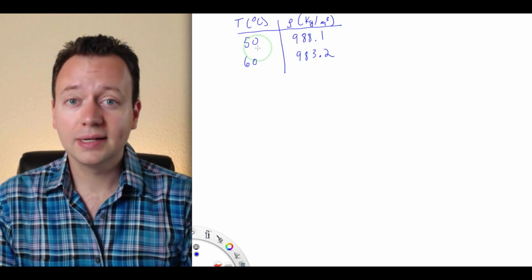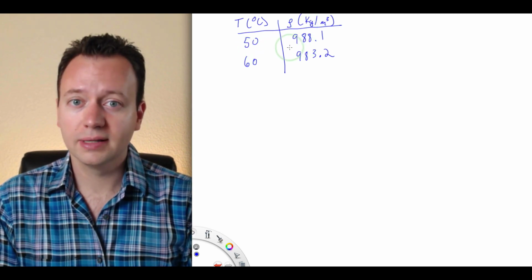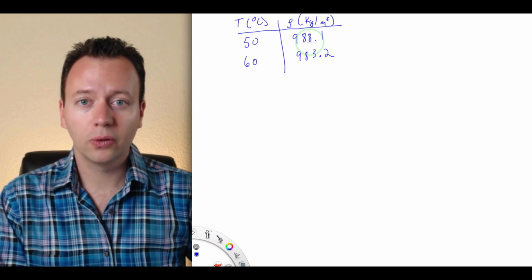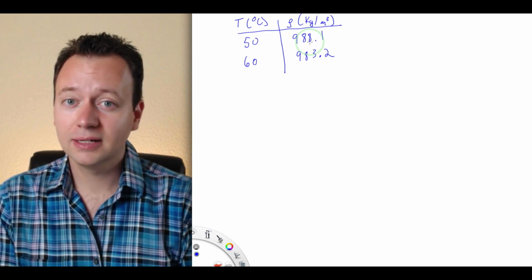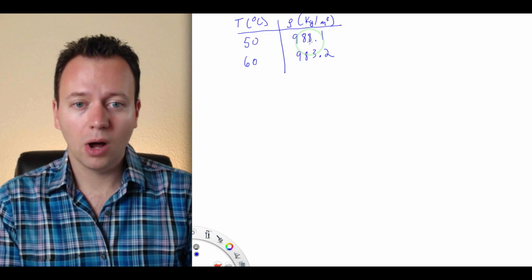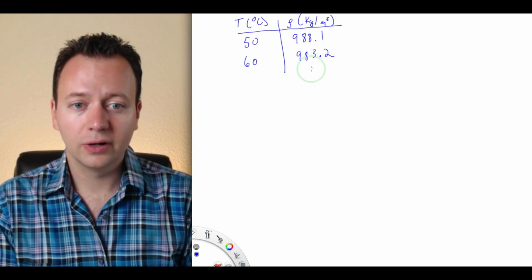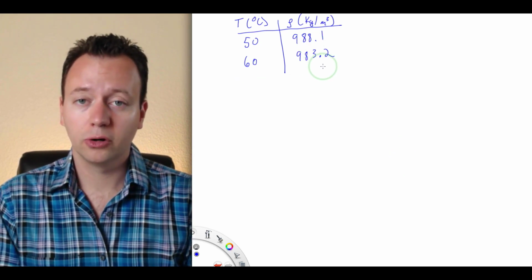So I have two data points that give the temperature of the water and the corresponding density. So at 50 degrees Celsius, the density of water is 988.1 kilograms per cubic meter, and at 60 degrees Celsius, the density of water is 983.2 kilograms per cubic meter.